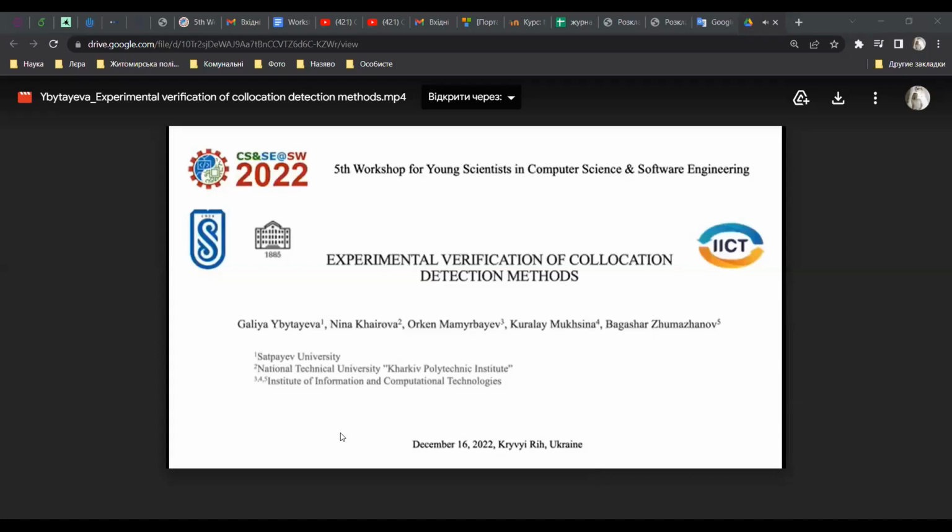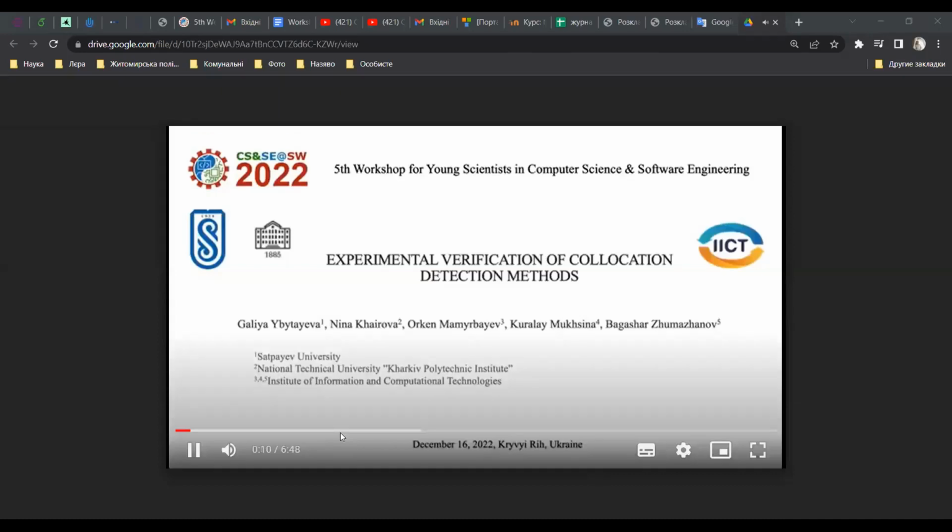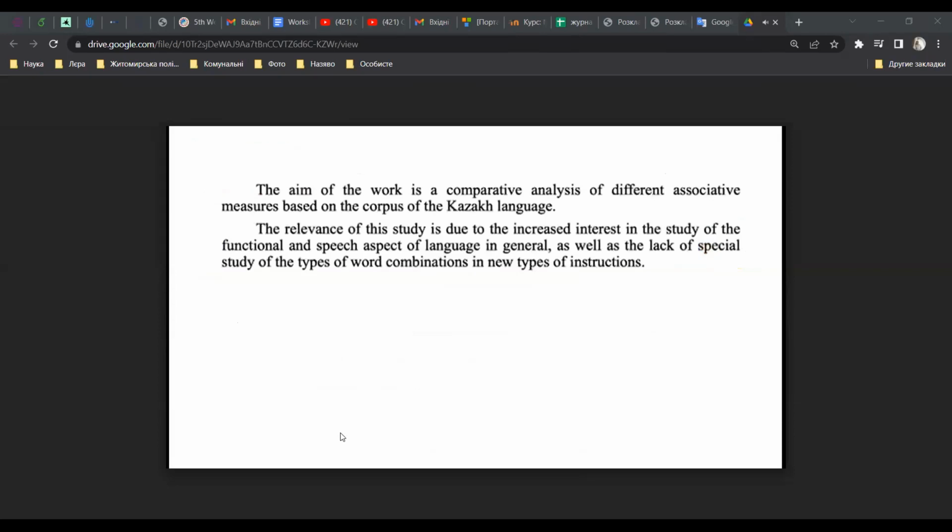The topic of our work is experimental verification of collocation detection methods. The aim of the work is comparative analysis of different associative measures based on the corpus of the Kazakh language. The relevance of this study is due to the increased interest in the study of the functional and the speech aspect of language in general, as well as the lack of special study of the types of word combinations in new types of instructions.